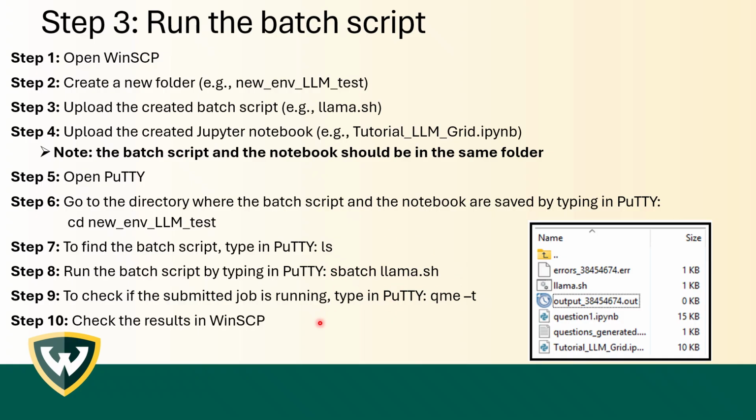To check if the submitted job is running, we can type the following command in PuTTY. After the run is completed, we can check the results in WinSCP, where we can find the file where we can check for errors, and also the outputs generated by the LLM, which are in this case the questions generated based on the information provided as inputs to the LLM.